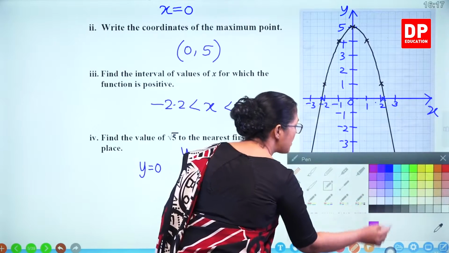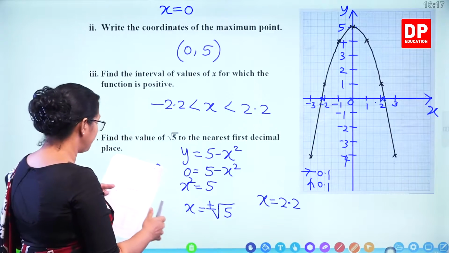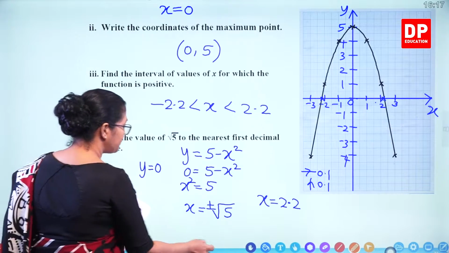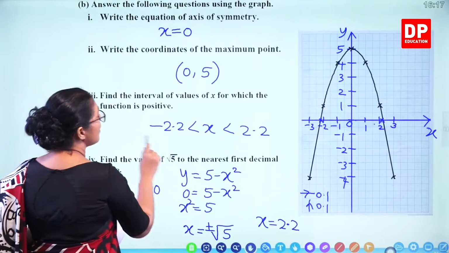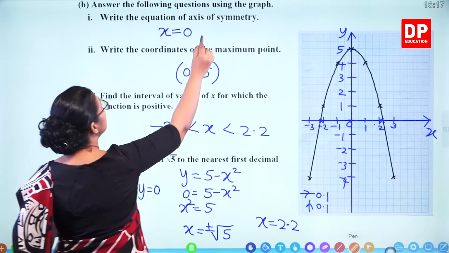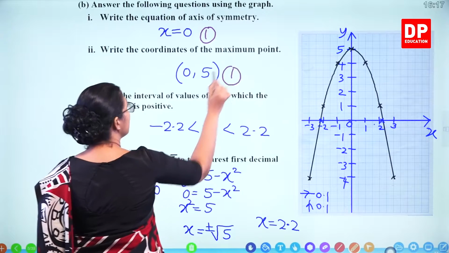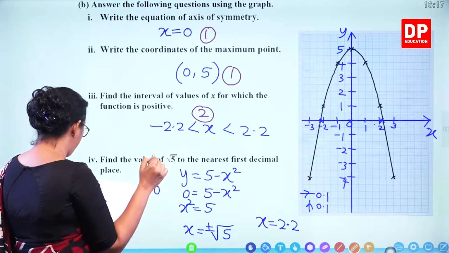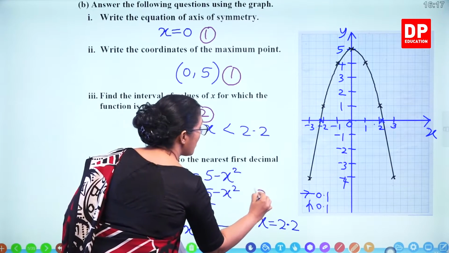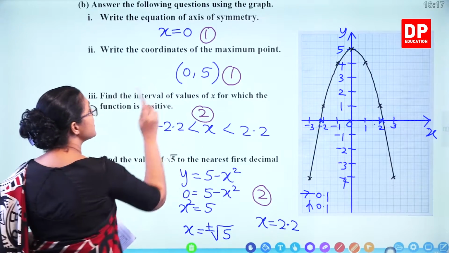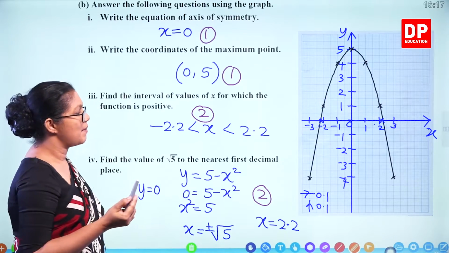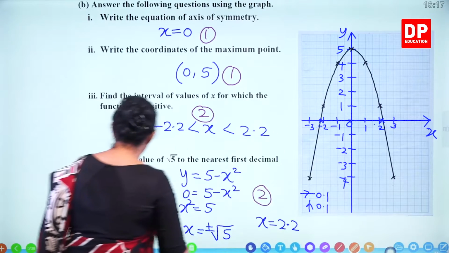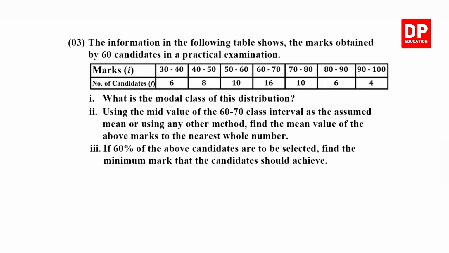We'll see how many marks for each part. So we already gave 4 marks before. So 1 mark here, 1 mark here, and 2 marks for this step, and 2 marks for this part as well. 2, 3, 4, 5, 6 and 4 marks, you get 10 marks altogether. Now try question number 3.